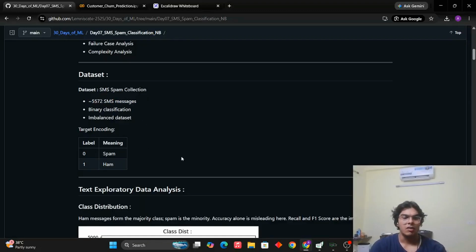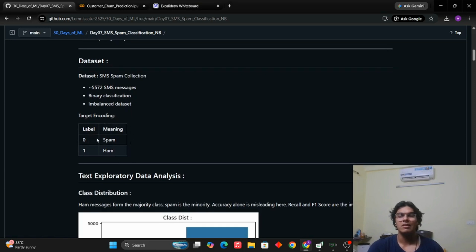Essentially, if we think about this carefully, this problem boils down to a binary classification problem. This is the third binary classification problem statement out of the 30 days, and all three of them are different. This is going to be different as well because this is the first time that we deal with textual data. So we deal with text data pre-processing, missing value handling, all of that stuff. I'll be getting on to that.